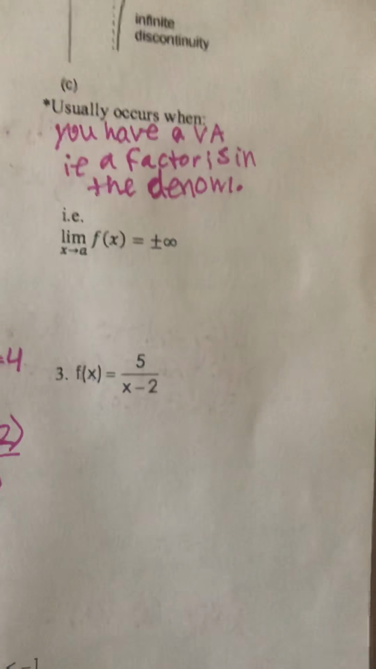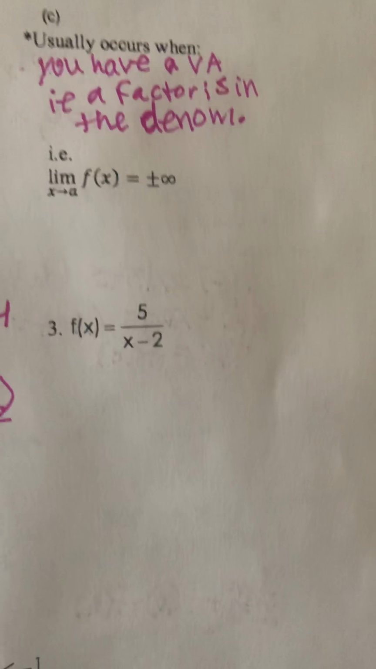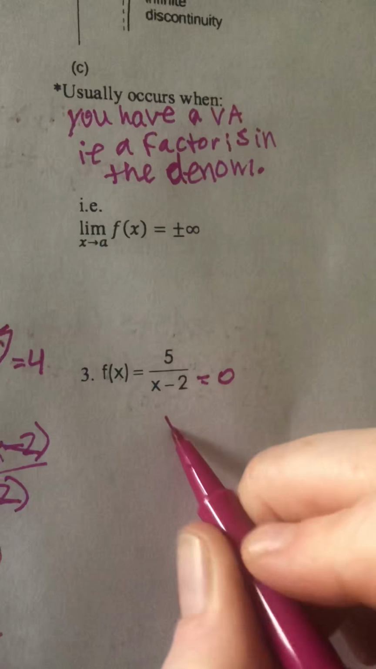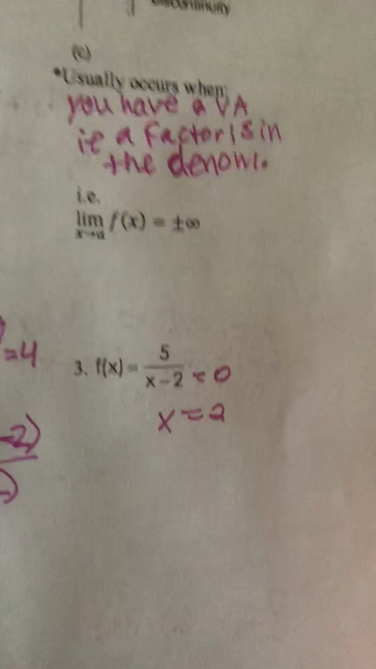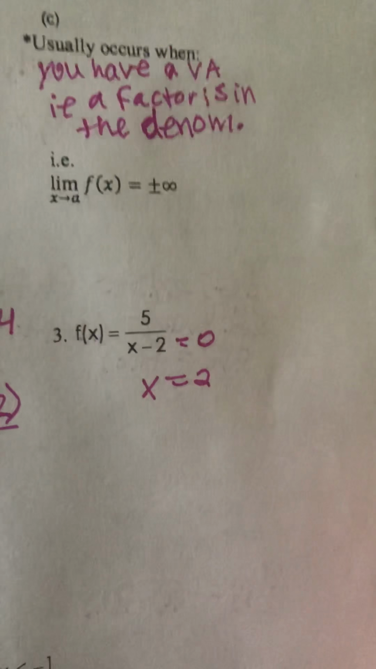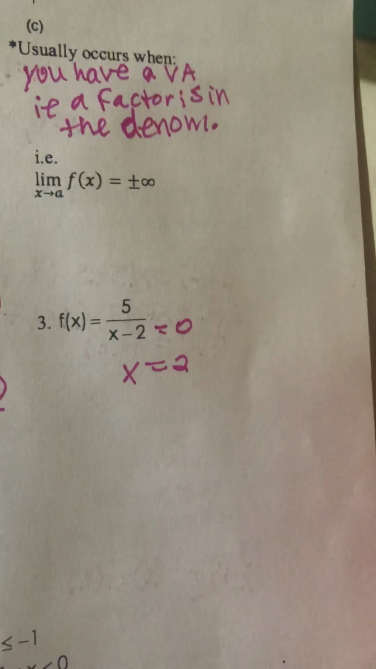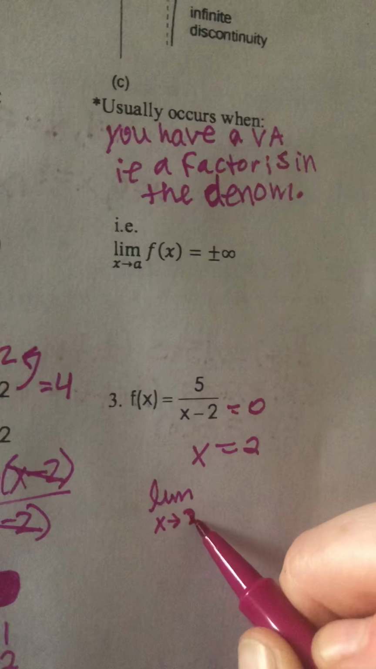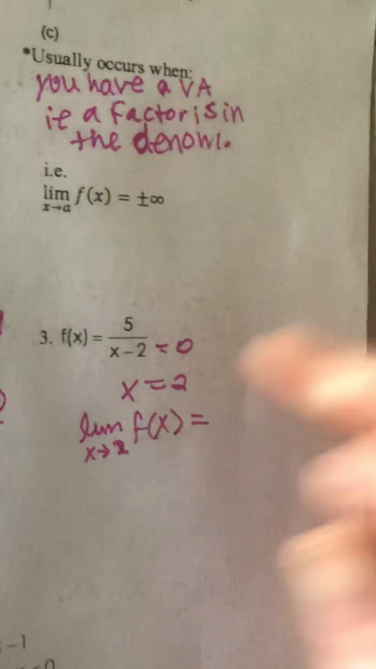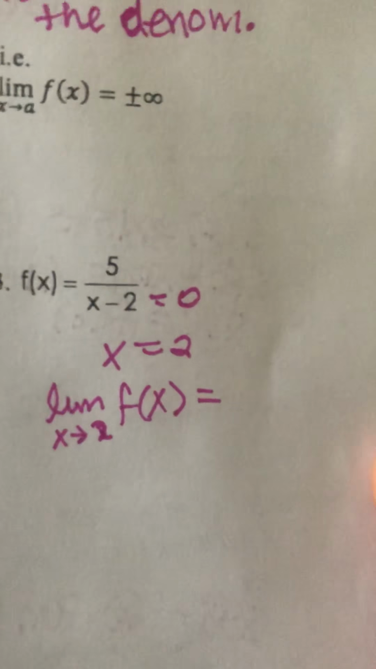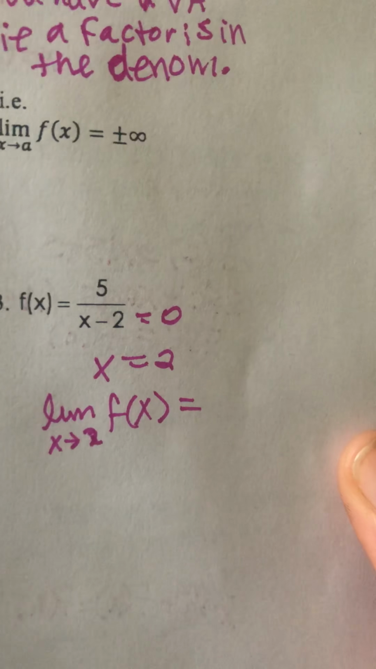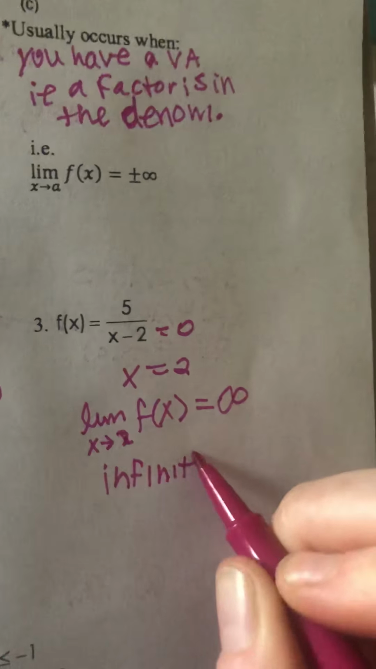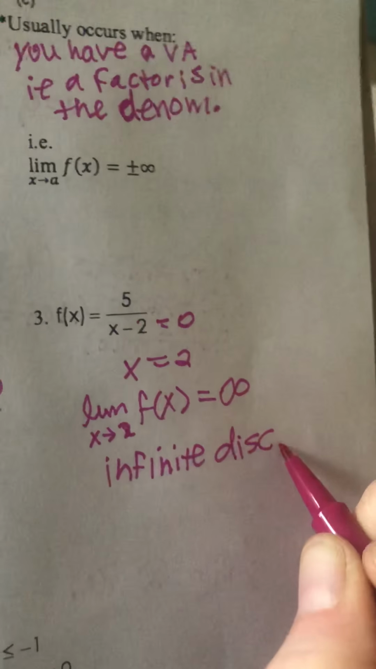Hopefully that makes sense. All right, number 3, we have 5 over x minus 2. As you can see, the denominator, if we set it equal to 0, would be x equals 2, okay? And so that would mean you have a limit going to infinity at x equals 2, all right? So limit as x approaches 2 of f of x, and then you would pick a value and plug in to see if it goes to positive or negative infinity. So if we picked 3, it would be positive, okay? That means we have an infinite discontinuity, okay?